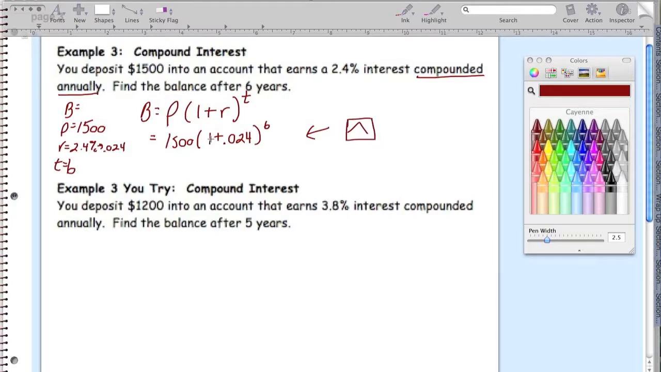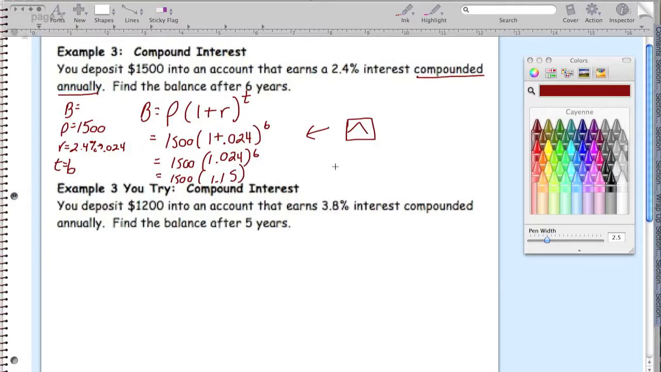You could also do it in steps, simplifying. You could just add this together. 1, so you get 1.024 when we add them. Next order of operations step is going to be to do 1.024 raised to the 6th power. And that's going to give you most likely a very long decimal, so you can round it to 2 decimal places. 1500, 1.15, and then just multiply those together.